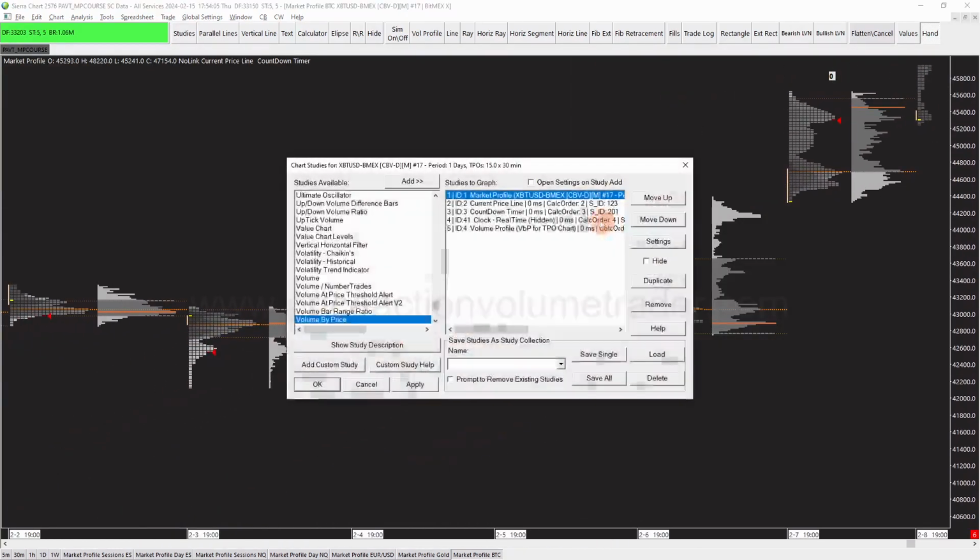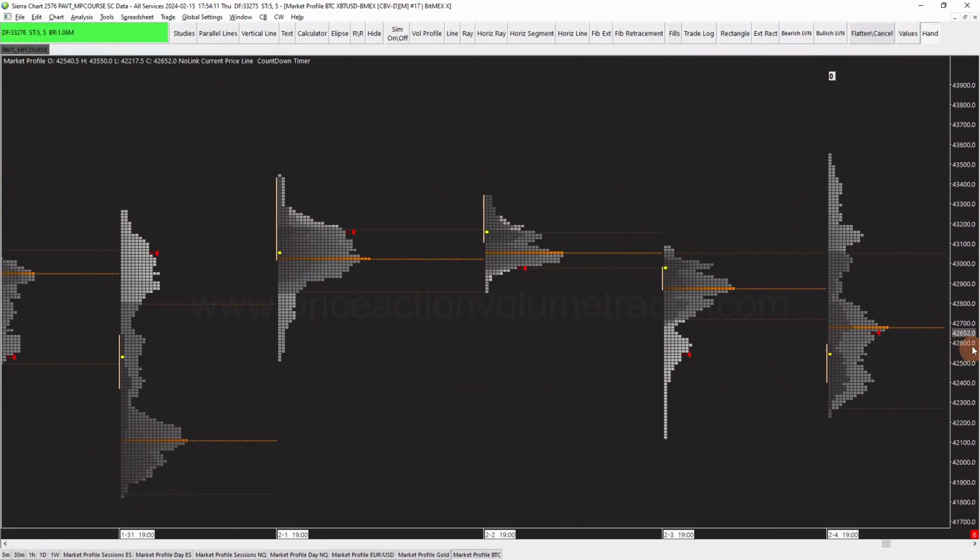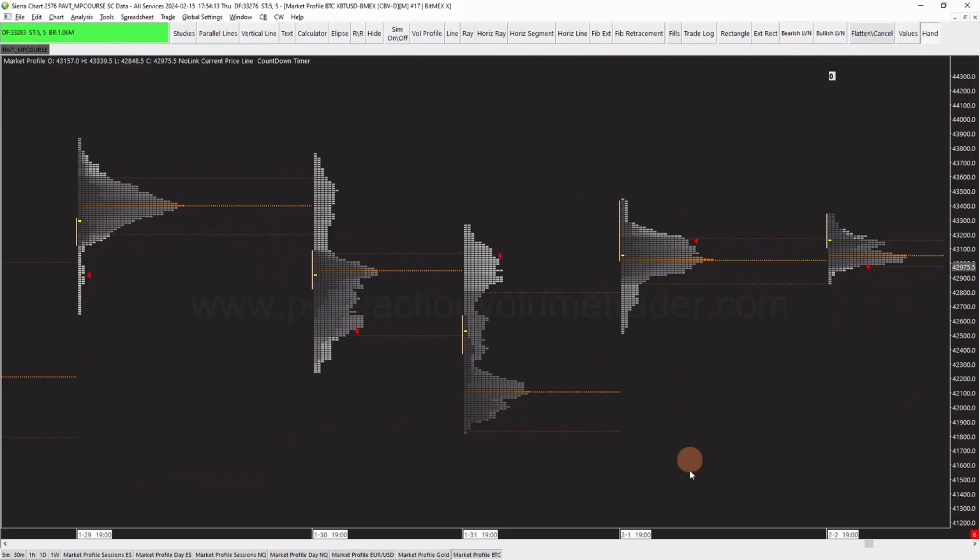Let me hide the volume profiles just so they're not too distracting for now. You can see in crypto it's also pretty similar. You can see that the initial balances don't tend to be huge.